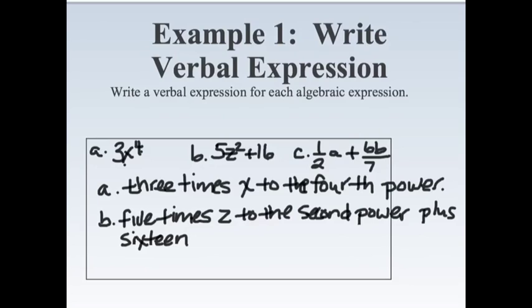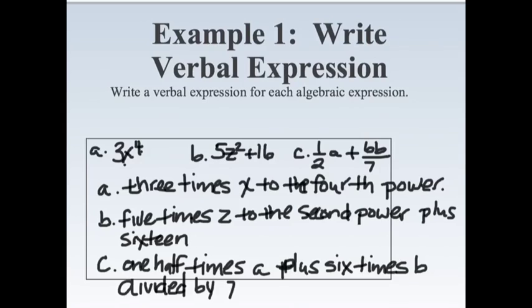Part B is 5 times z to the 2nd power plus 16. I know this seems really elementary and basic, but it's really important that you can understand exactly what's being asked of you when you look at an algebraic expression. So let's do the last one. C is 1/2 times A plus 6 times B divided by 7.